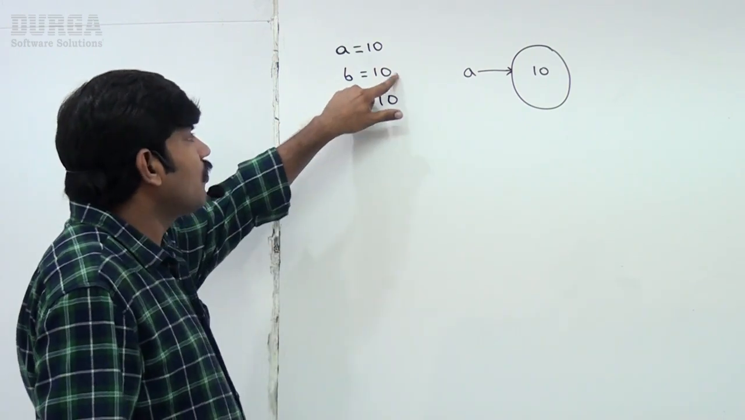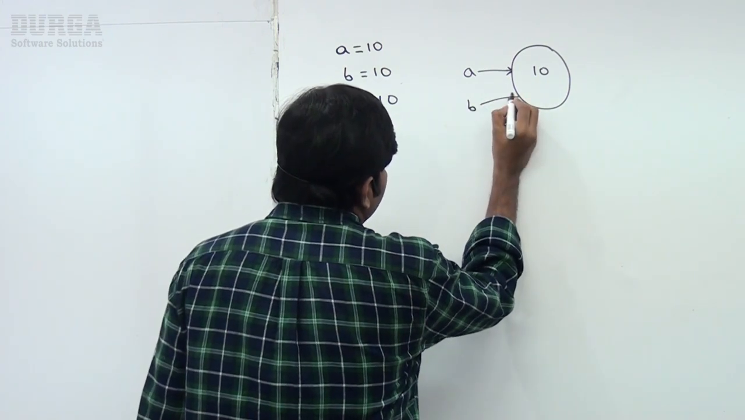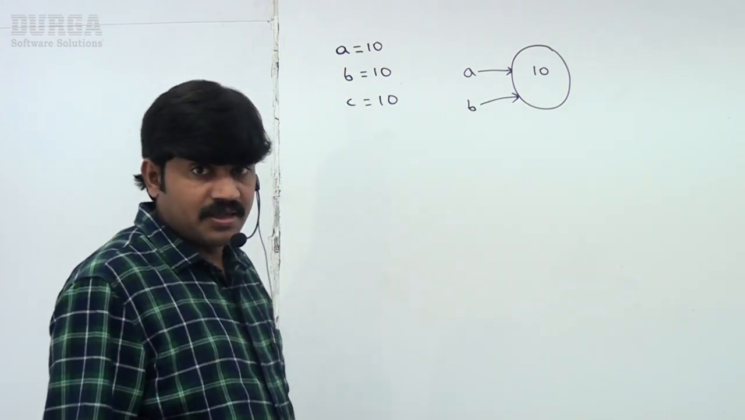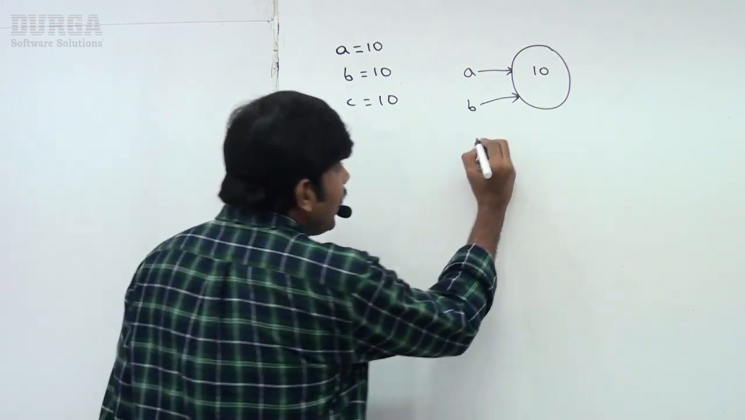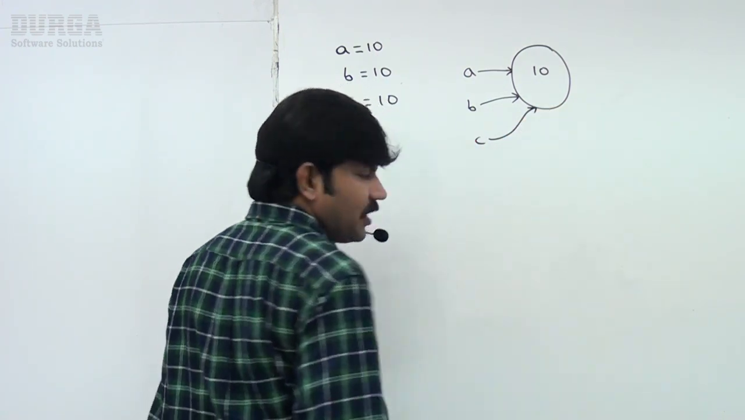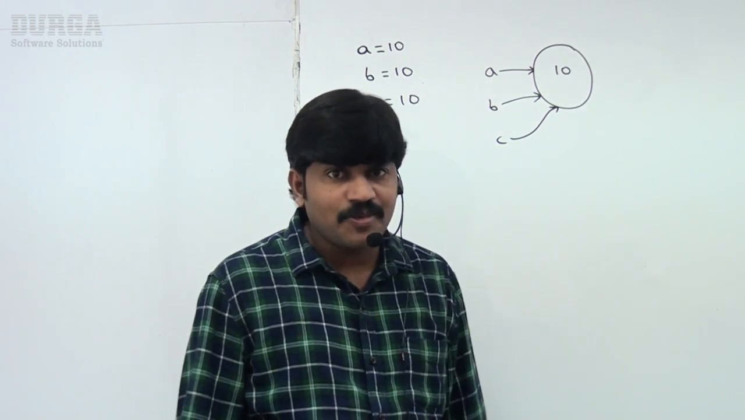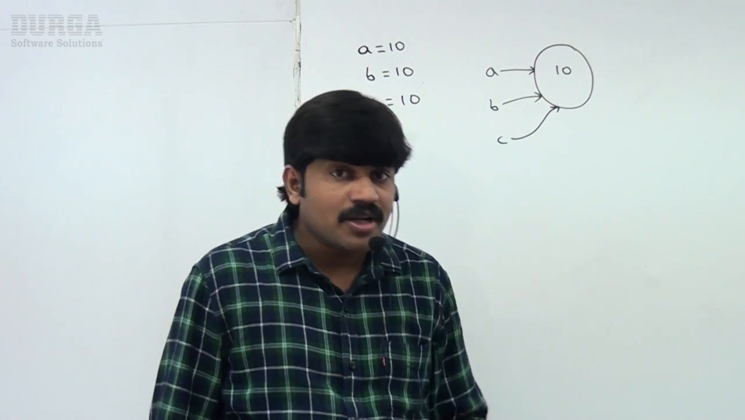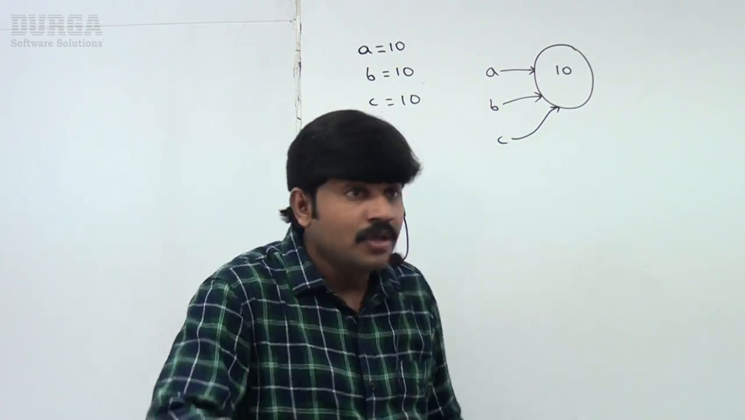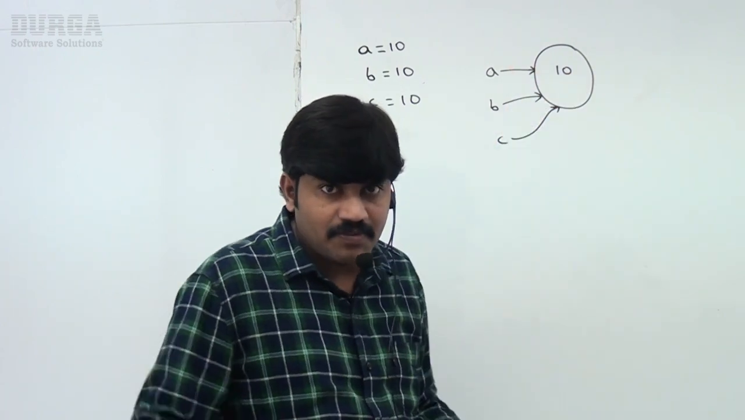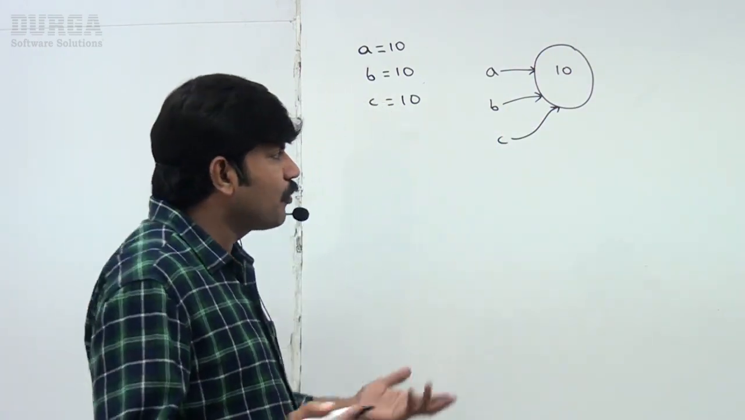So b = 10: 10 is already there, and now b is also pointing to that object. Similarly, c = 10, and c is also pointing to that object. a, b, c: so how many objects are there? Only one object. But how many reference variables? Three reference variables pointing to the same object. This is object reusability.